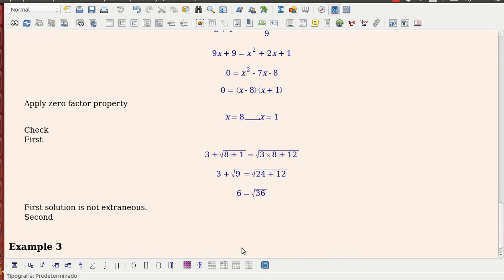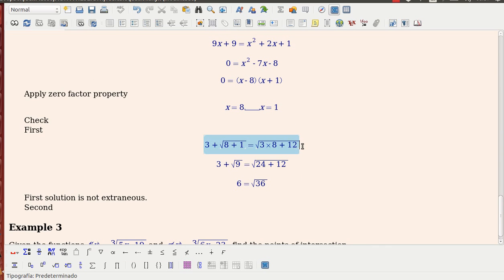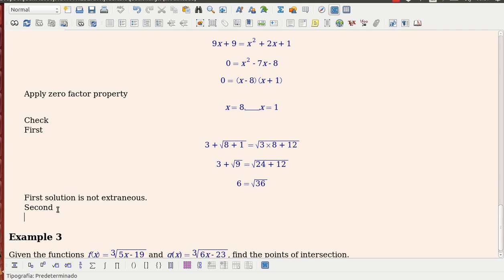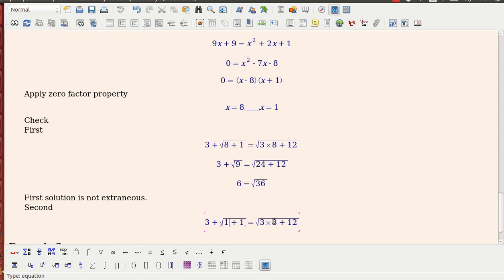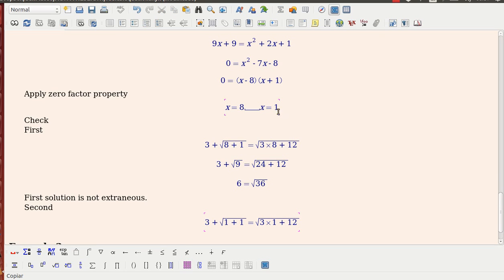Second, the second solution is with 1. Excuse me, it's not 1, it's minus 1. x plus 1, zero factor property, the solution is x equals minus 1. So minus 1 and minus 1.